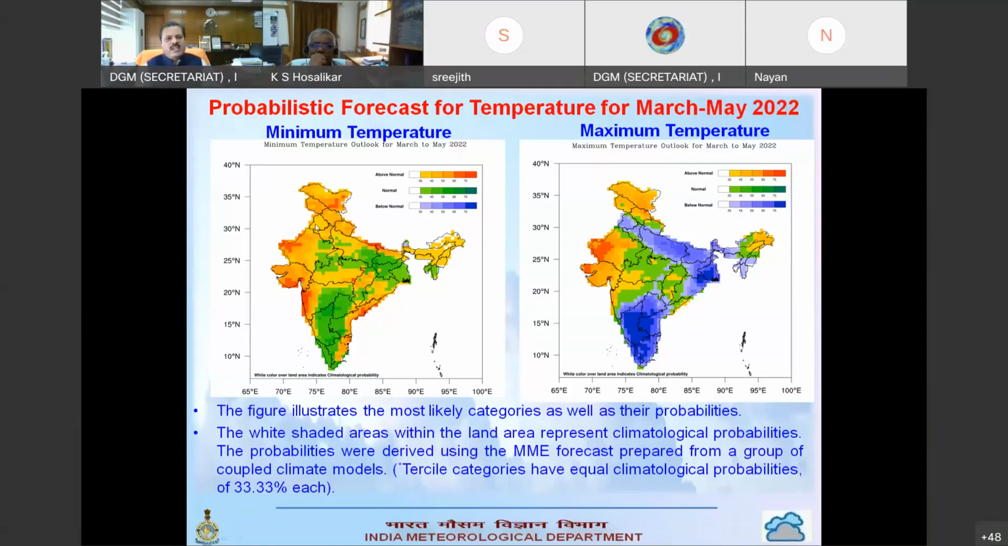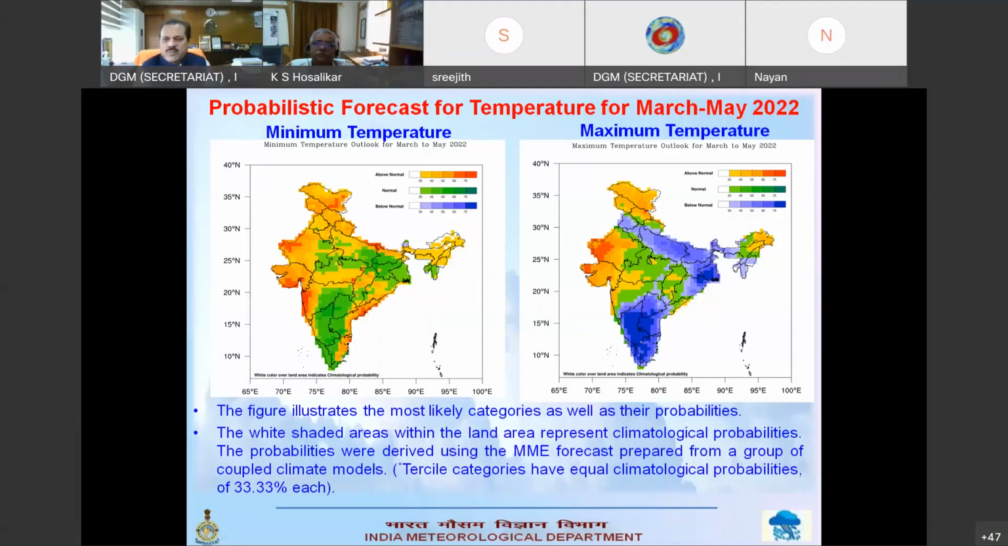So our forecast is that the minimum temperature during March to May is expected to be above normal for most parts of northwest India, western India, and also the northeastern states and east coast of the country. And normal temperature is expected over the eastern India, including southern parts of West Bengal, up to southeast Uttar Pradesh and some parts of northern parts of Madhya Pradesh, and interior peninsula and southern peninsula, including Kerala. So this is the minimum temperature forecast.